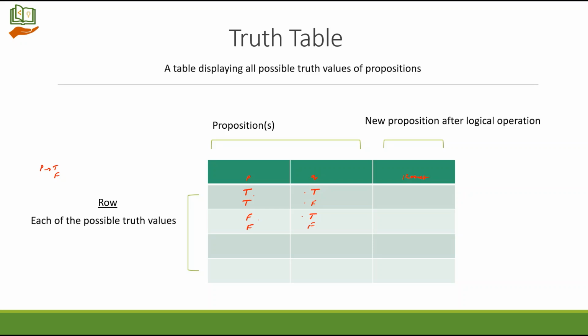So what is a truth table? It is a table displaying all possible truth values of a proposition. When P is true and Q is true, what is the result? When P is false and Q is false, what is the result? For every combination of truth values, you have to find the result. This is how we will be filling up the truth table. Now let's get into the logical operations.